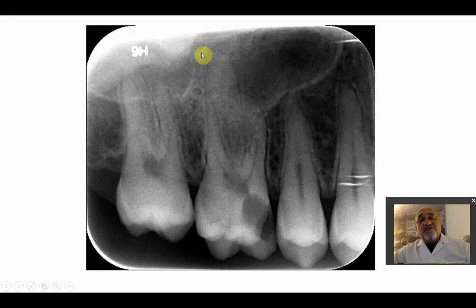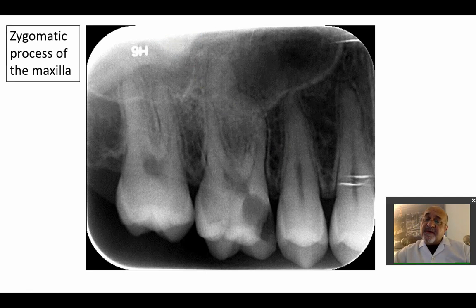Now, I want you to concentrate on this U-shaped radio-opacity, which you always see, especially in the X-rays of the upper molars. This one. This is actually the zygomatic process of the maxilla. It is not the maxilla, and it's not the zygomatic arch. This is the zygomatic process of the maxilla, which is located exactly over the molar tooth.